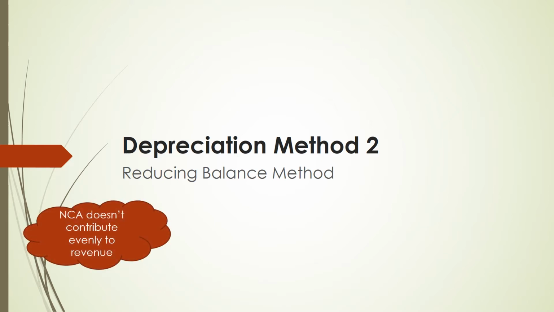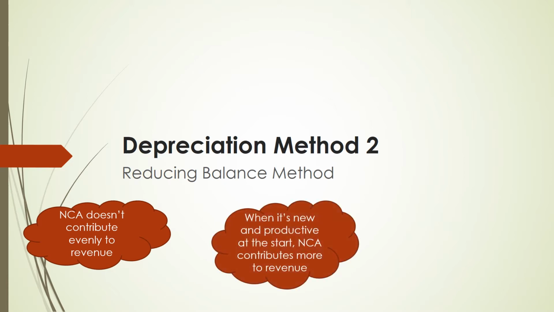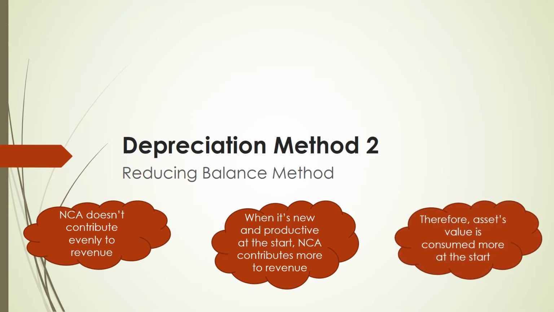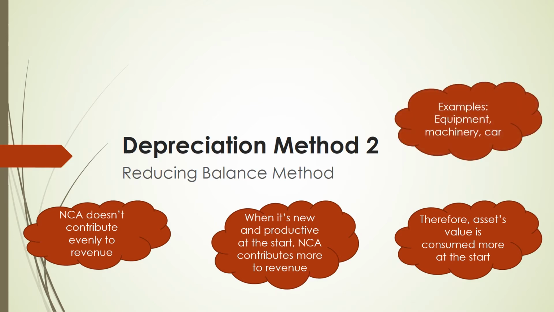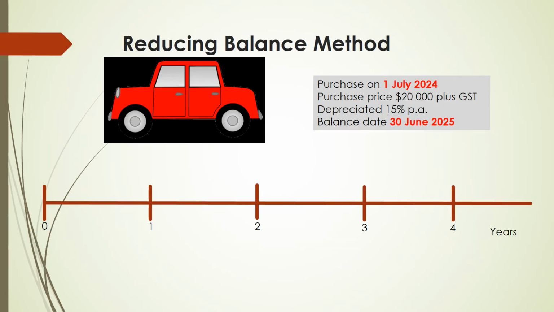It is typically used for non-current assets that don't contribute evenly to revenue. When it's new and productive at the start, the non-current asset contributes more to the revenue. Therefore, the asset's value is consumed more at the start. For example, equipment, machinery, and car would fall under this category. When we are asked to calculate the depreciation using the reducing balance method, we will be given the depreciation rate.